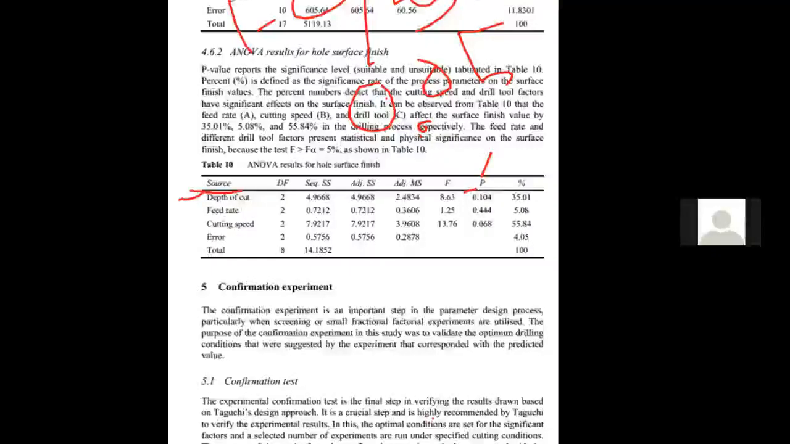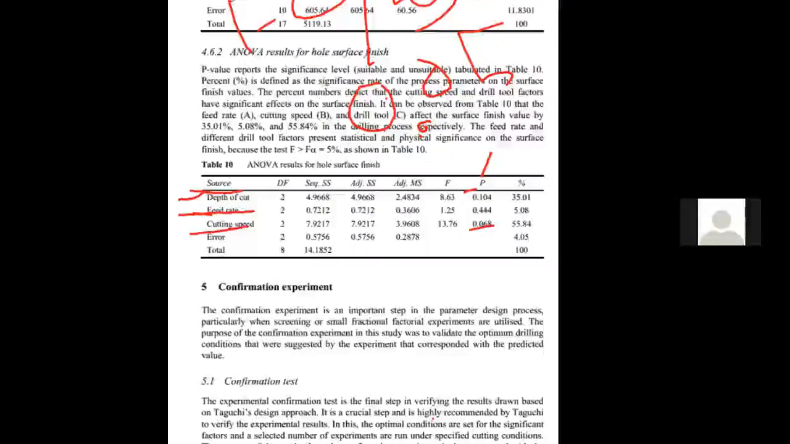Feed rate, what is the value of P? 0.44. Feed rate is not a significant factor. What is the value for cutting speed? 0.06. Means we can say cutting speed is also not significant, but it is near to 0.05. So, only cutting speed is playing a major role to achieve the surface finish. Depth of cut and feed rate are not much responsible for achieving a good surface finish. But cutting speed is a very significant factor.